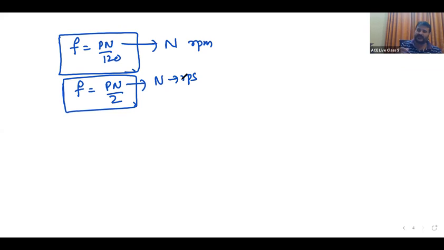So frequency is more. If rotating at high speed, say for 1 second it is rotating 10 rotations, definitely cycles will be multiplied by 10. The faster the conductor rotates under North Pole, South Pole, North Pole, the faster the EMF reversal takes place. Pn by 120, Pn by 2.